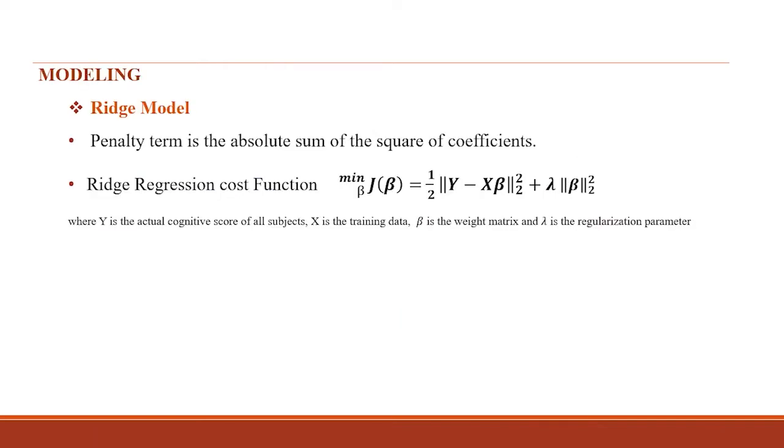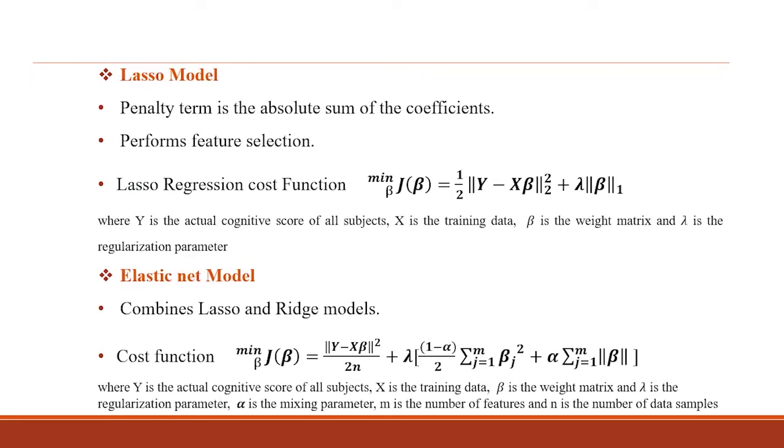In the ridge model, the cost function is given as 1/2 of (y minus x beta) plus lambda of beta, where y is the actual cognitive score of the subject, x is the training data, beta is the weight matrix, and lambda is the regularization parameter. The penalty term is the sum of the squares of the coefficients. In the lasso model, the penalty term is the absolute sum of the coefficients, and it performs feature selection. The cost function for the lasso model is given in the equation, where y is the cognitive score of the subject, x is the training data, beta is the weight matrix, and lambda is the regularization parameter.